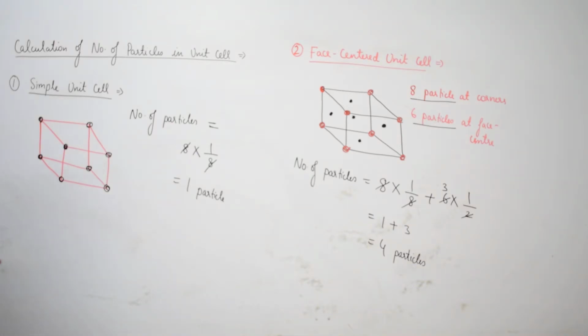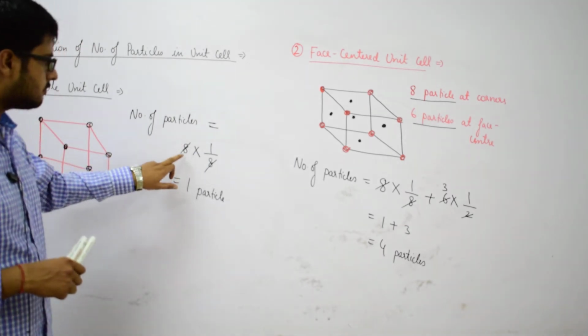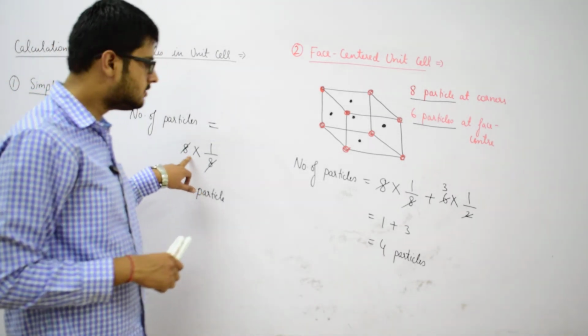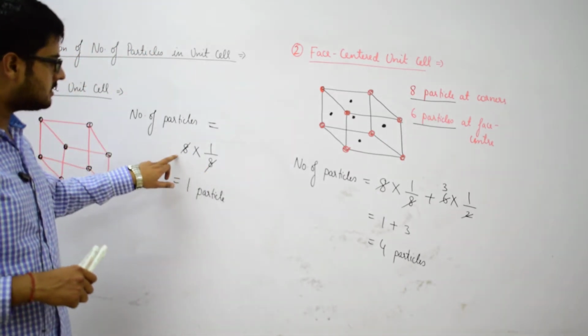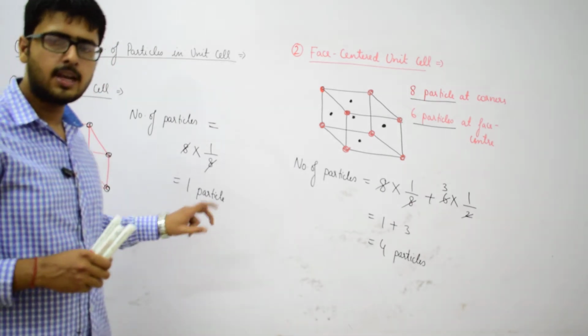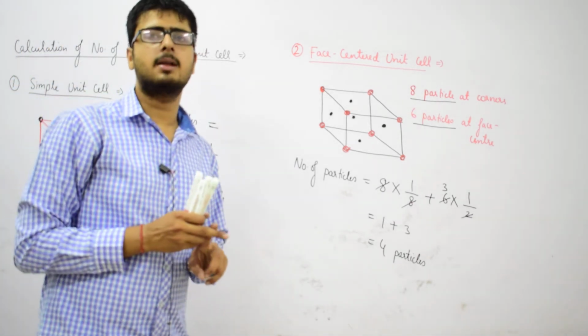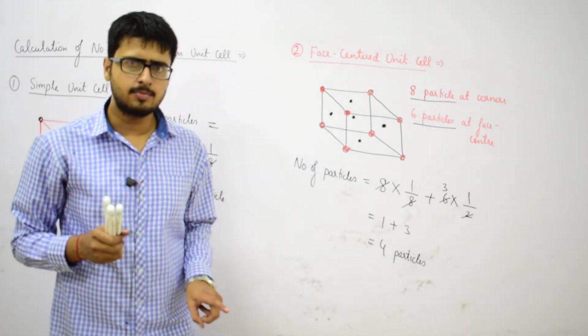So, in case of simple unit cell, when we are calculating the number of particles, we have 8 particles at the 8 corners and each has a contribution of 1 by 8. So, this will cancel out, it will become 1. So, in case of a simple unit cell, we have only one particle, that can be one atom, one molecule, or one ion.